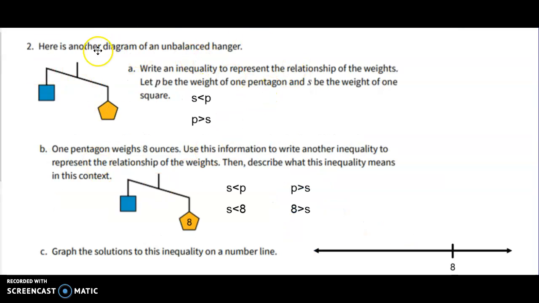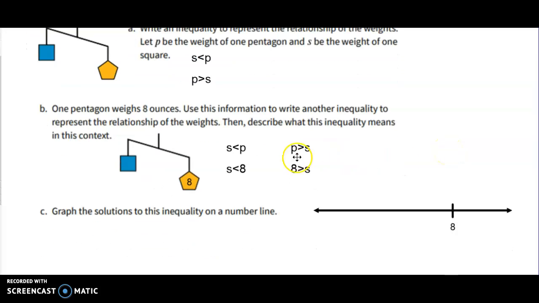Here's another example with a diagram of an unbalanced hanger. Write an inequality to represent the relationship of the weights. Let P be the weight of one pentagon and S be the weight of one square. And S, the square, is less than the pentagon. One pentagon weighs 8 ounces. Well, here's the 8 ounces on the pentagon. We're going to use this information to write another inequality to represent the relationship. So anything that's less than 8, we're not going to include 8 because that's going to be a balanced hanger, and we've got unbalanced hangers. So anything that's less than 8, open circle, and anything to the left of 8.